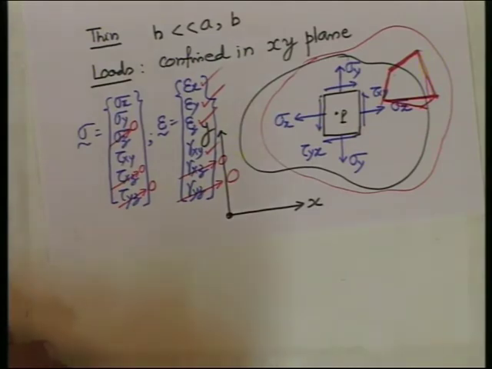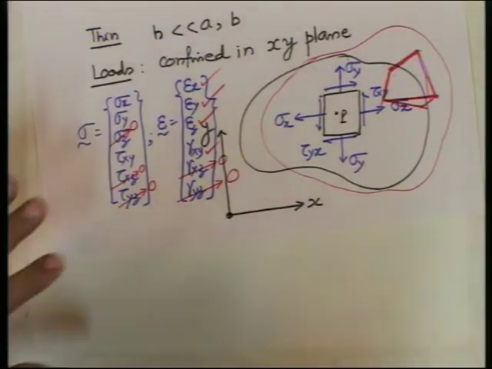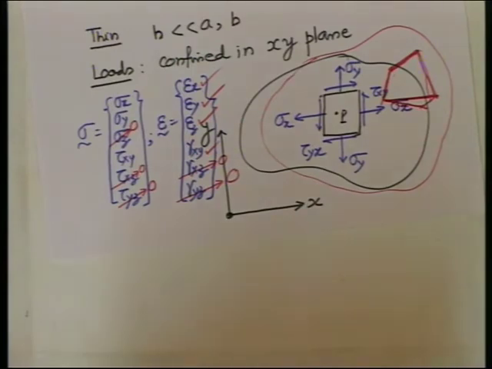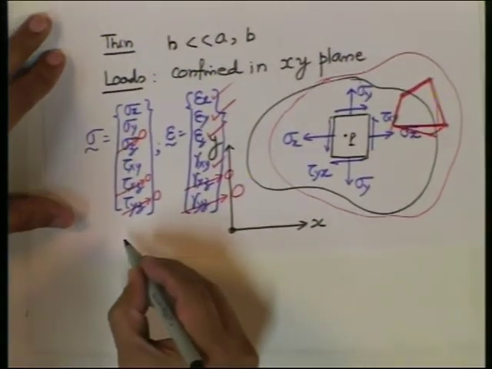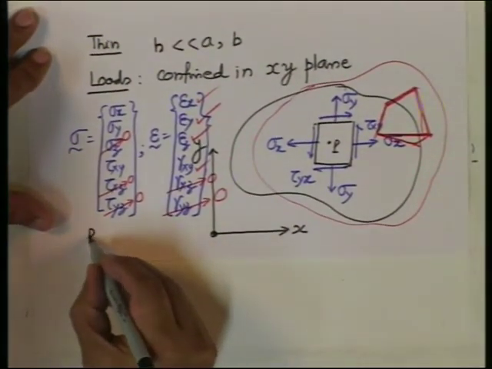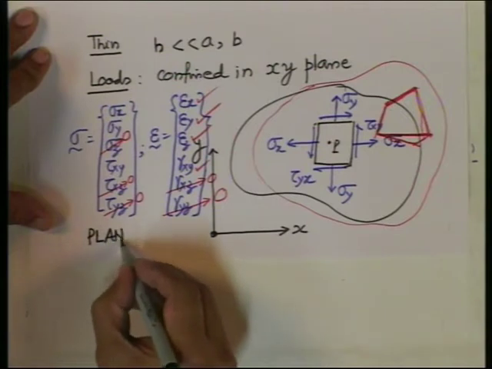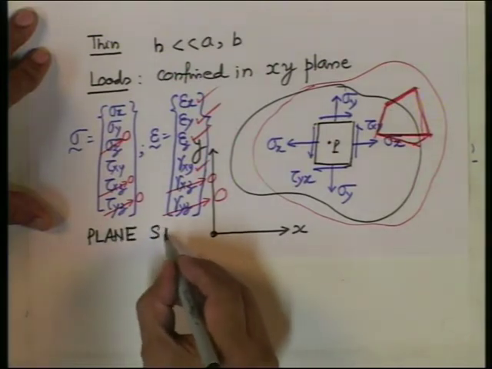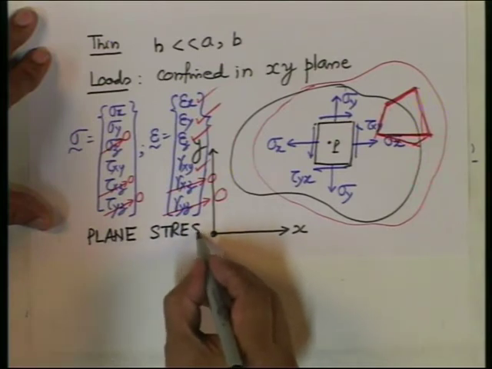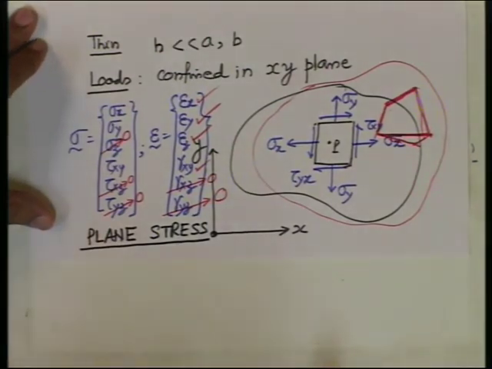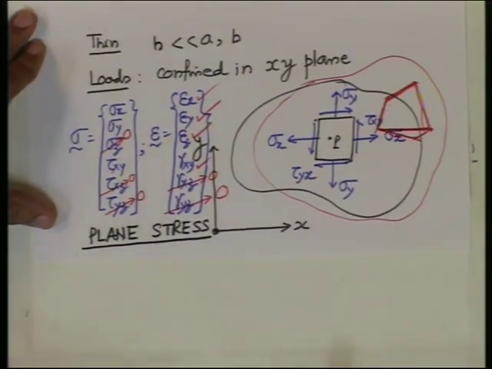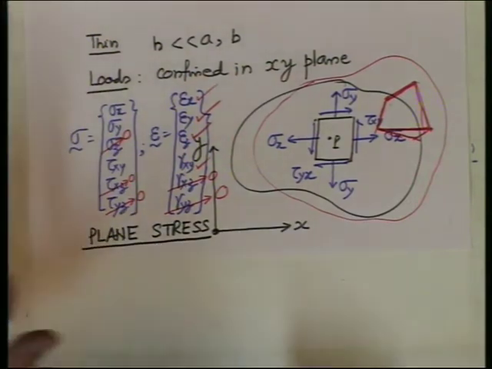Okay. Such a state of stress, such a situation, is called in elasticity the plane stress state, plane stress. This is taught in the first year course on mechanics of solids. When we draw all this Mohr circle, that is a two-dimensional state of stress. Plane stress, two-dimensional state of stress. So, this is one state.